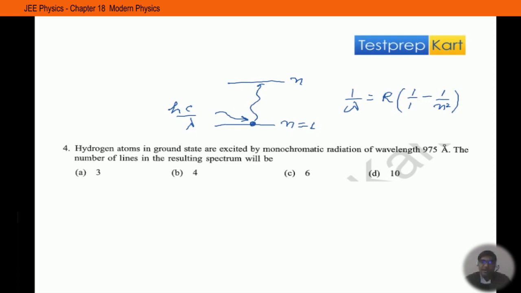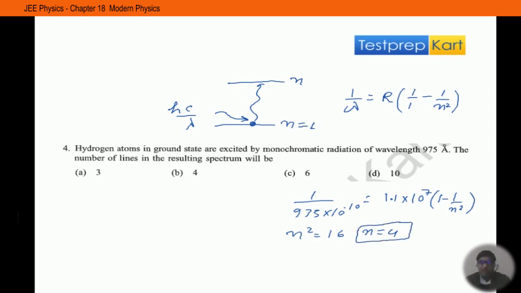Lambda is given as 975 angstrom, so we can write 1 over 975 into 10 to the power minus 10 equals 1.1 into 10 to the power 7, that is the value of the Rydberg constant, into 1 minus 1 over n square, right? So from here we can calculate and we'll get n square equals 16 and n equals 4. It means after absorbing this wavelength, the electron will rise up to orbital number 4.